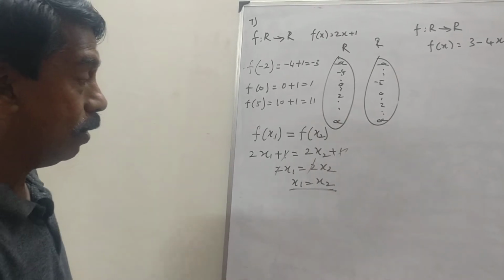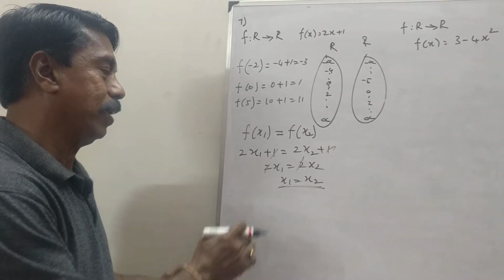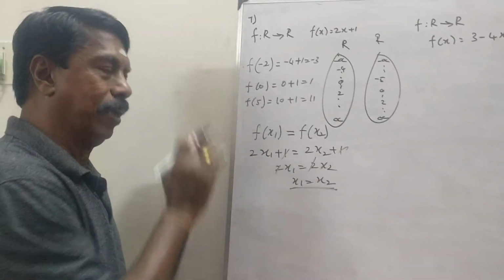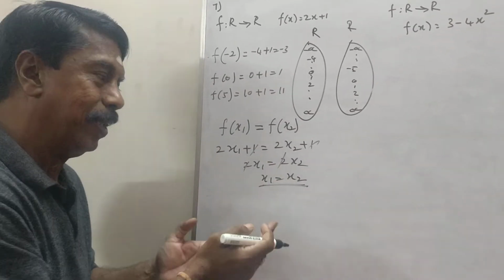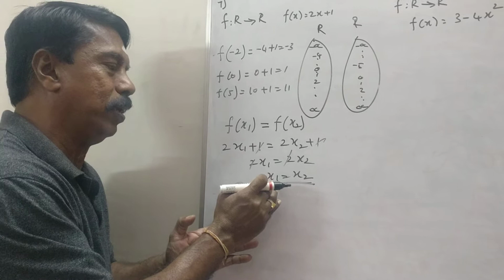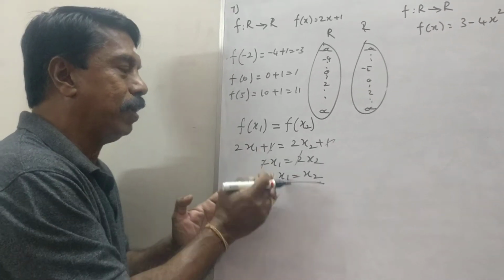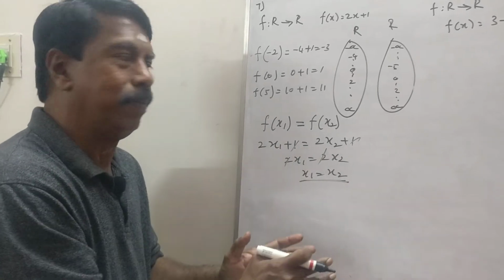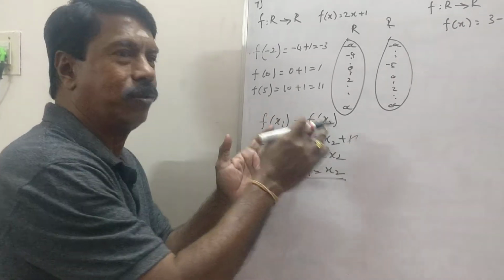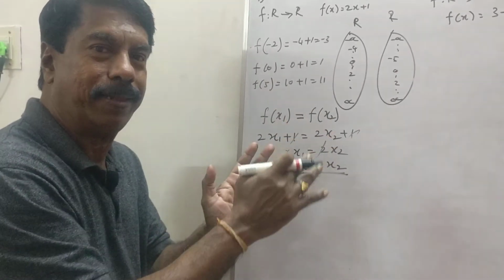That means we are coming to a conclusion that the image of x1 is f of x1, and x2 is not some other element that is similar to x1. So we have come to a conclusion that x1 and x2 are the same element, and f of x1 and f of x2 are the same images.